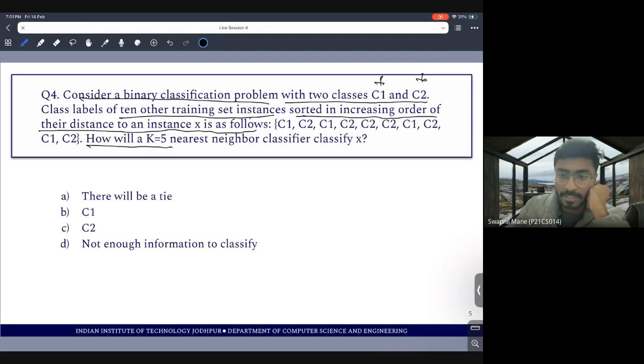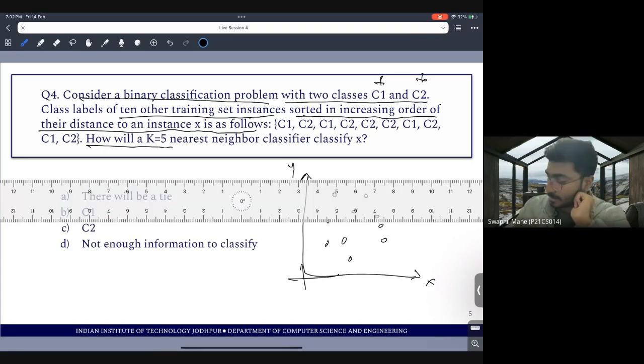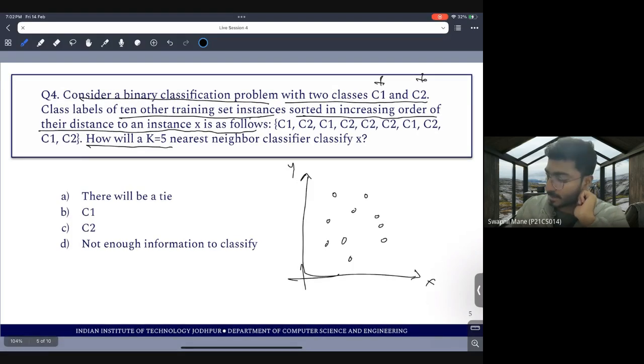Maybe some students after reading this question might get confused, right? So I will show some visualization so that it will be easy to understand this question. We have the 10 training points already: 1, 2, 3, 4, 5, 6, 7, 8, 9, 10. Let's assume this is a 2D plane, the y and the x. This circle represents the training points, the training instances. We can say C2 instances.